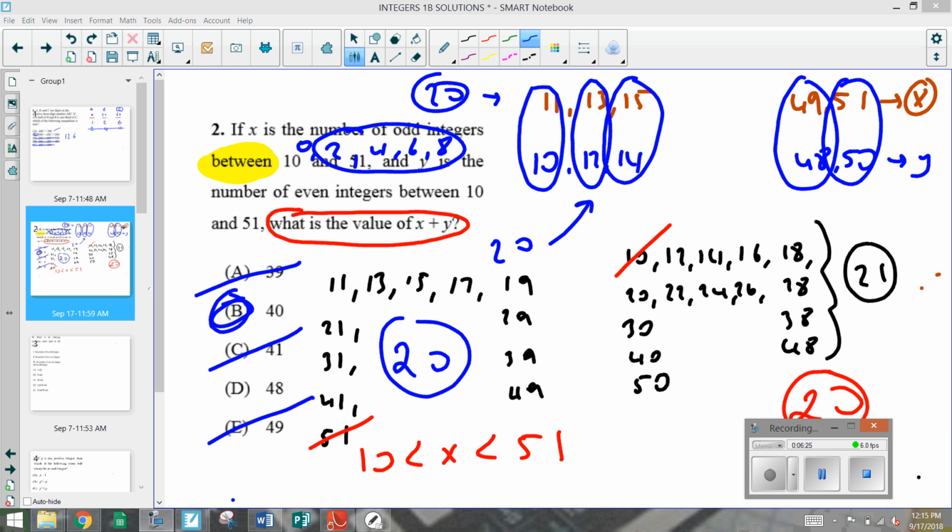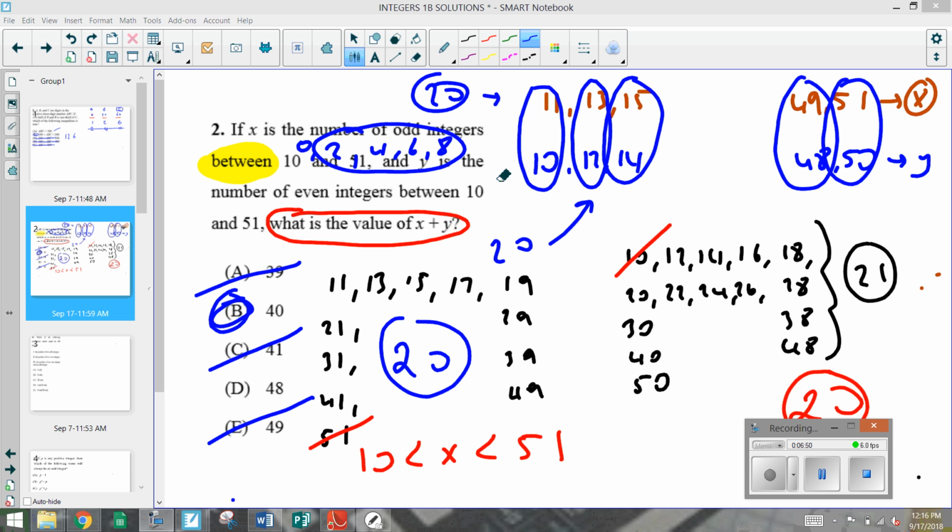So the number of odd numbers and number of even numbers here. The question is how many odd numbers and how many even numbers. At the end, we're going to add those x and y. So if there are 20 odd numbers and 20 even numbers, the answer is going to be 40. 20 plus 20. Let's review that.